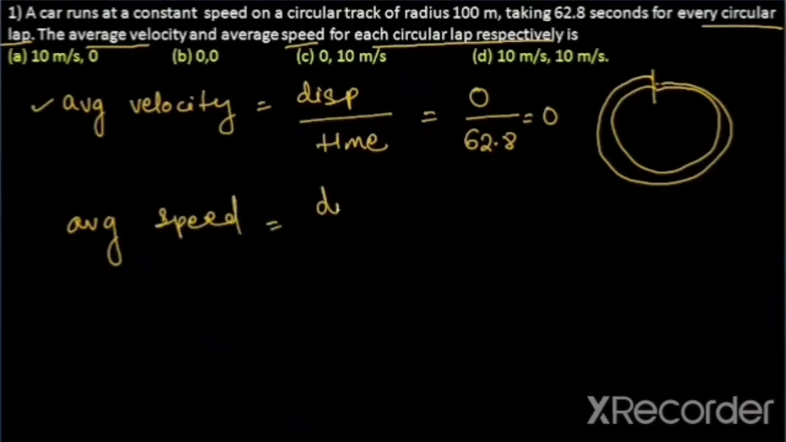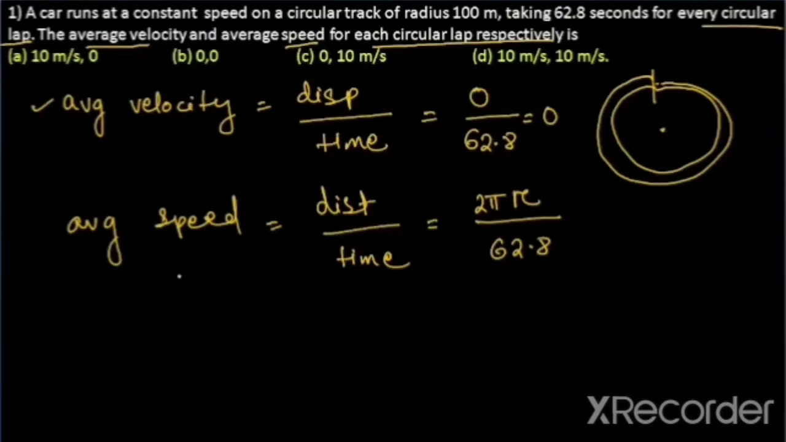Average speed is distance covered by time taken. Distance covered is for a circular lap. For every circular lap, its circumference is our distance. So we can write 2 pi r. Distance covered is 2 pi r and time is 62.8 seconds. 2 pi r means 2 into 3.14, the value of pi, into radius 100 meter, divided by 62.8.